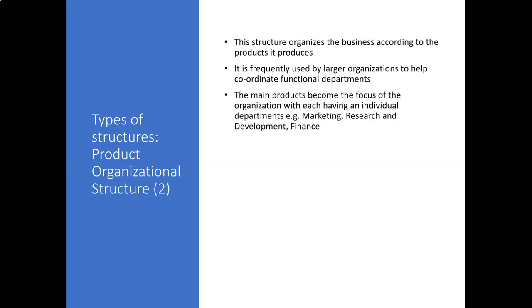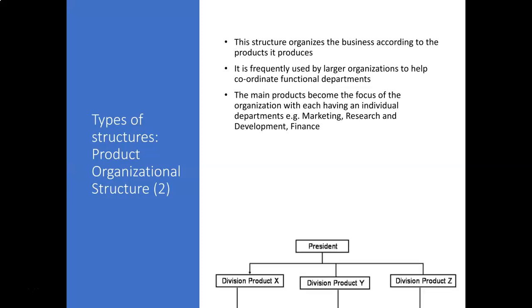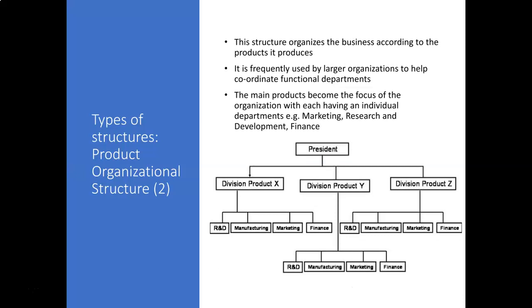Okay, types of structures, product organization structure. This structure organizes the business according to the products it produces. It is frequently used by larger organizations to help coordinate functional departments. The main products become one of the focus of the organization, with each having an individual department. For example, marketing, research and development, and finance. And here is the chart.